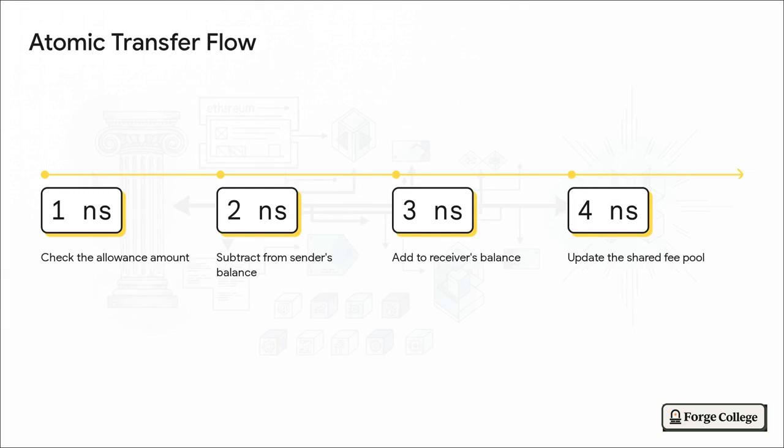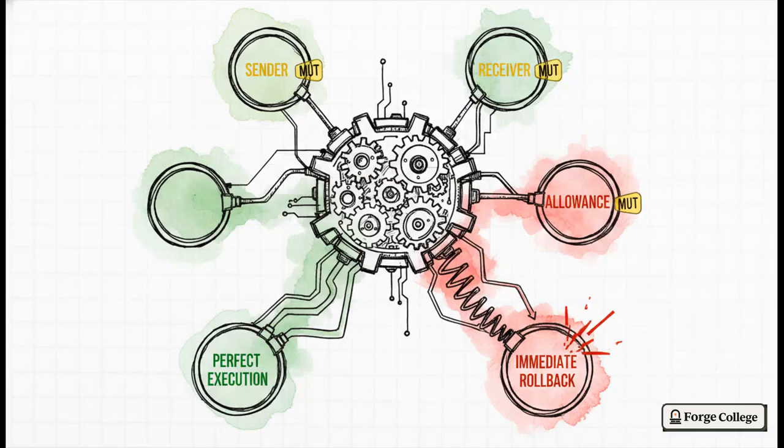Now let's map out the multi-step flow for a transfer that also includes a fee. In our atomic dance, Step 1 checks the allowance, Step 2 subtracts from the sender's balance, Step 3 adds to the receiver's balance, and Step 4 updates the shared fee pool. Because of how we've so carefully grouped our accounts and composed our instruction, all of these actions happen in one seamless atomic swoop. There are literally no vulnerable intermediate states where an attacker can slip in and mess with the logic.